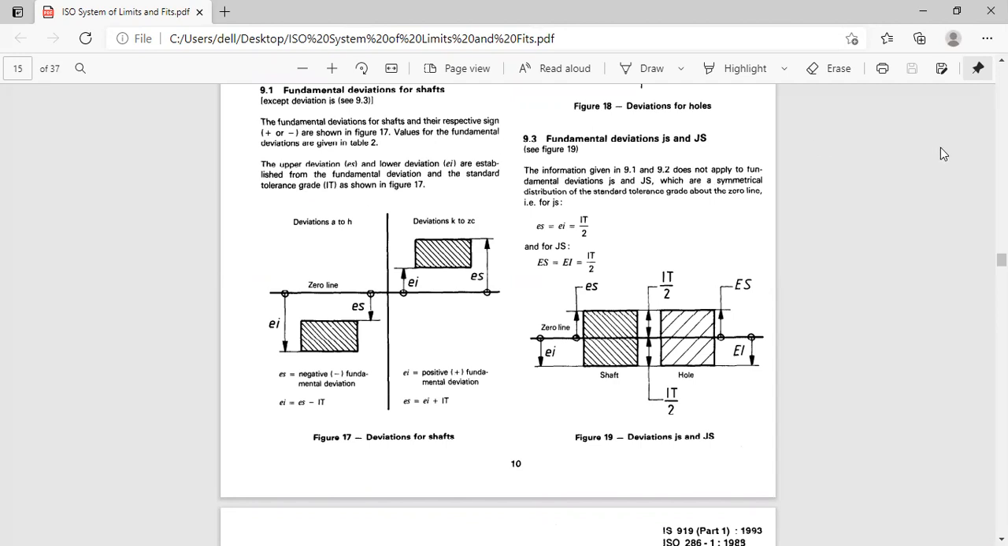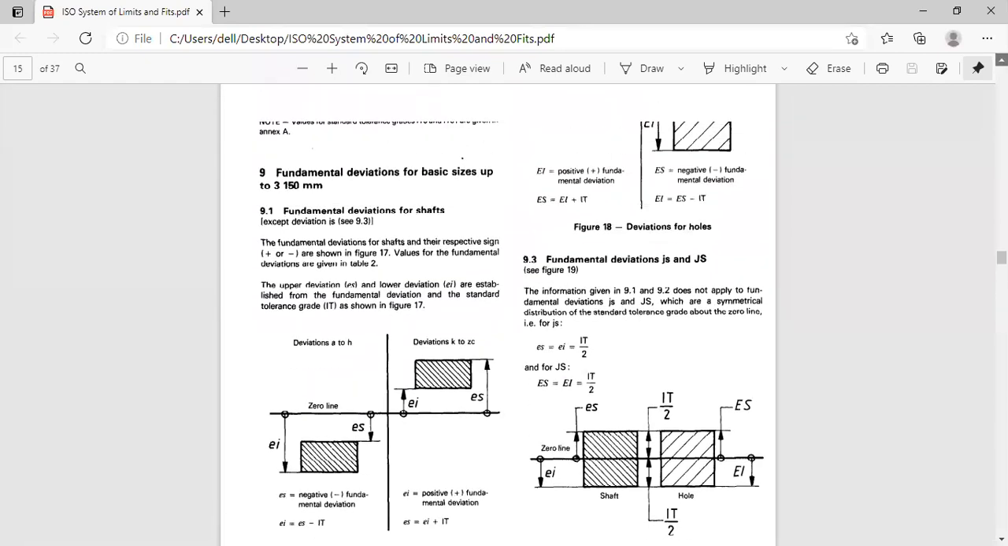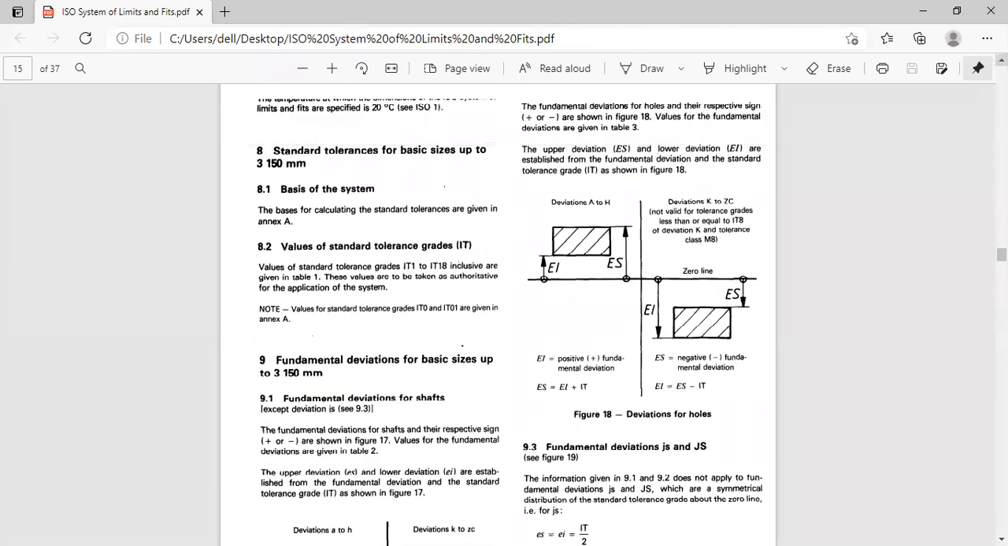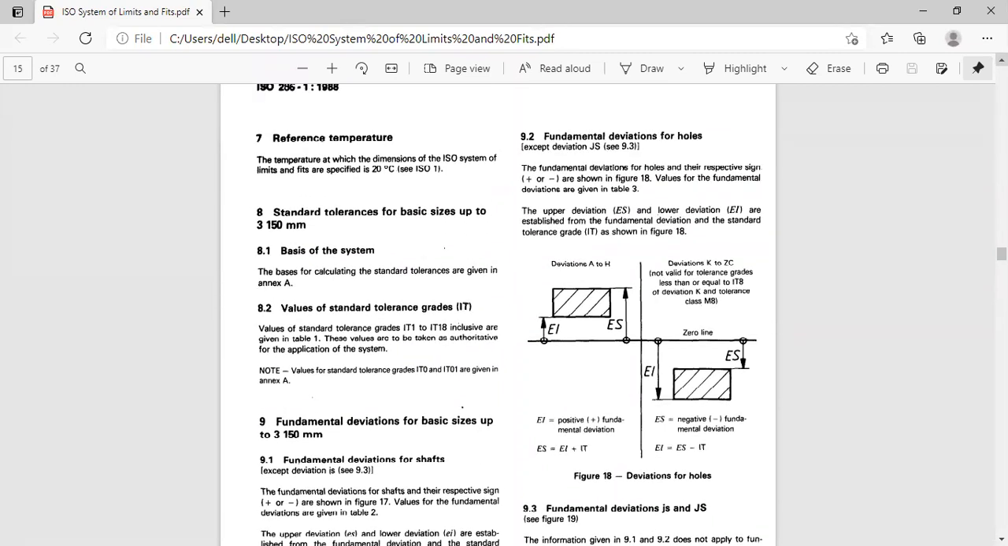So what are the fundamental deviations for the shafts? He has represented them for sizes up to 3150. But capital I you have to take above 500 mm, already I told you. So the fundamental deviations are also shown here for the holes.